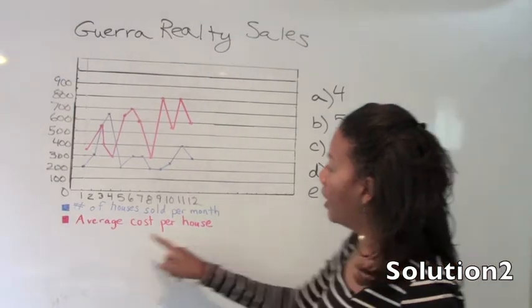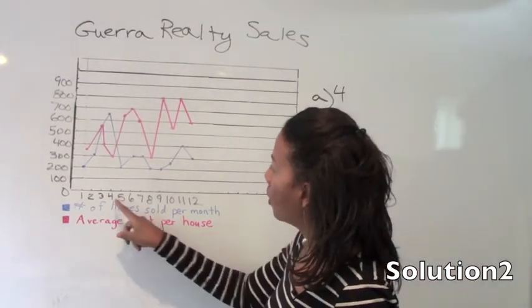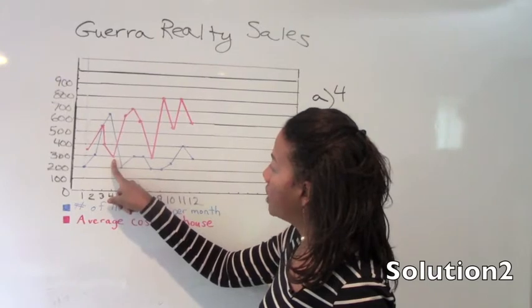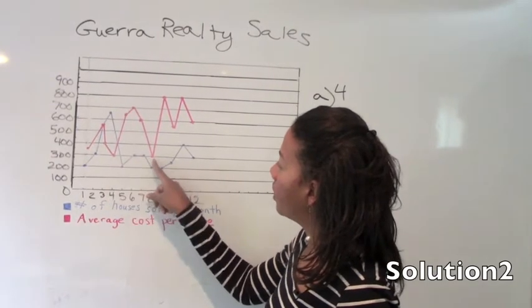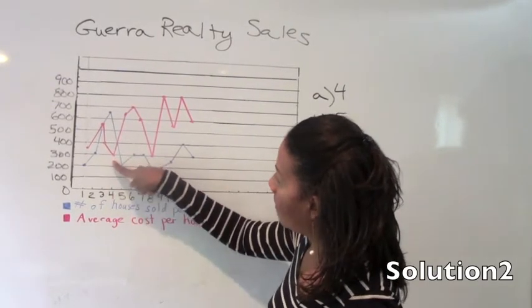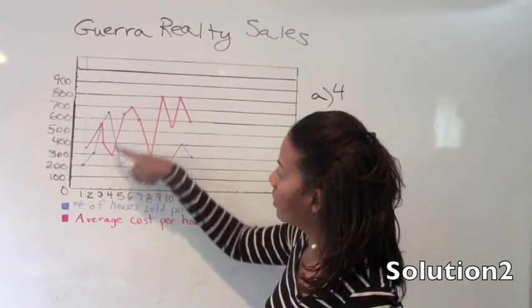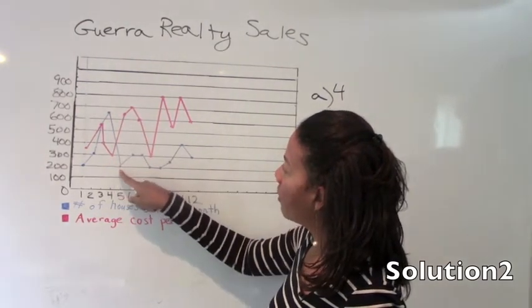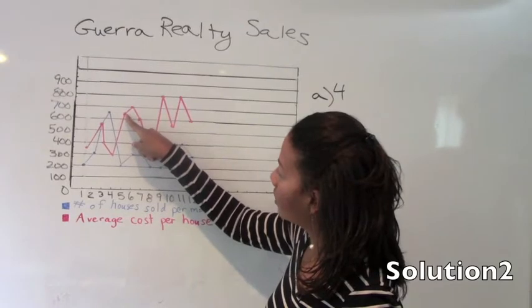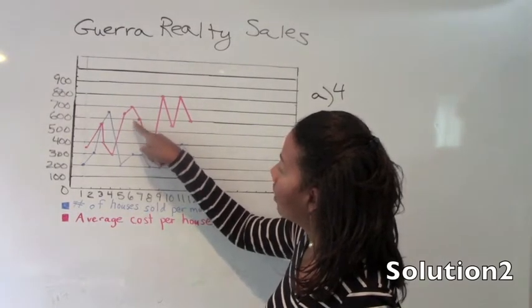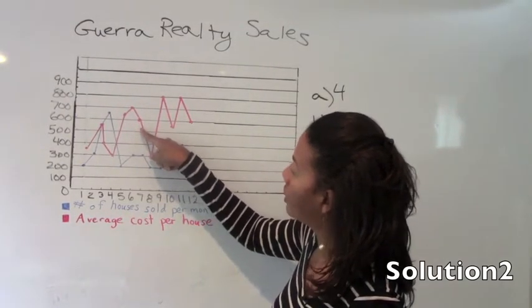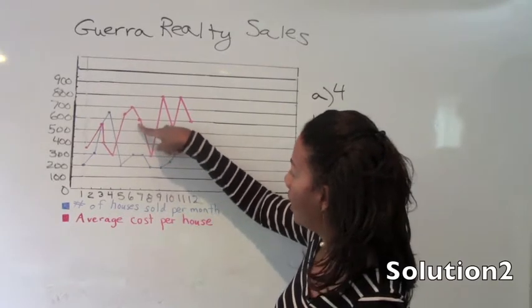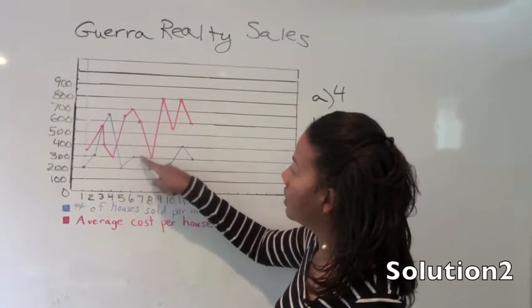So the average cost per home in month 4 was relatively low. Actually, it's at the lowest point, period. And the housing sales are at 650, so that seems to be pretty good. In months 5, 6, and 7, the average cost per home is actually relatively high, and the number of homes sold were relatively low.